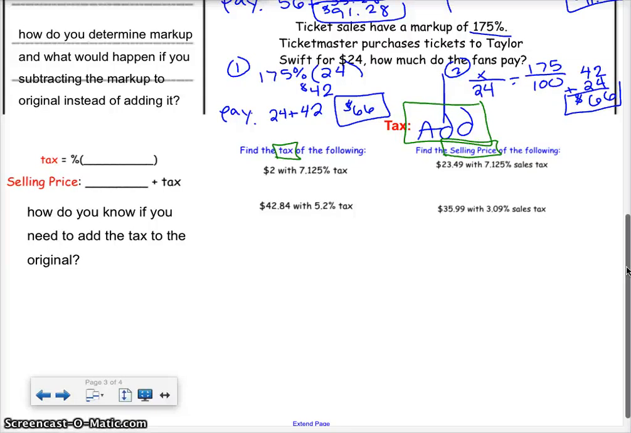All right, $2 with the 7.125% tax rate. I'm going to set up a proportion for this one. You don't have to. You can go 2 times 7.125% if you want. Part is to the total as 7.125 is to 100%. So that would be 7.125 times 2 divided by 100.